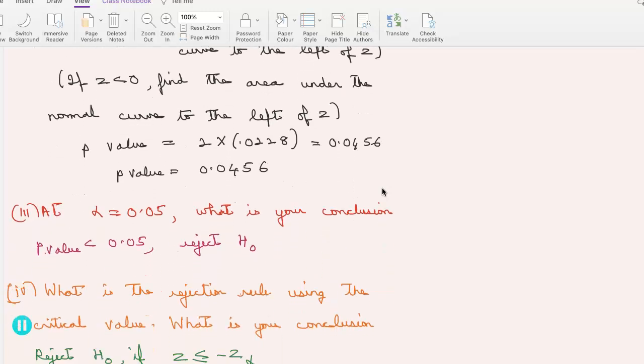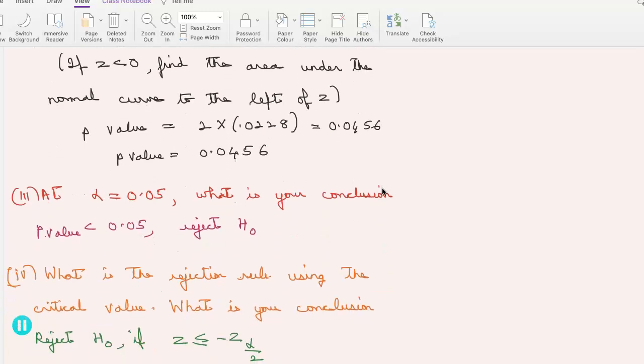At alpha equal to 0.05, what is your conclusion? So your p-value, which is 0.0456, is less than 0.05. If p-value is less than alpha, we reject H0. So we reject H0 here.